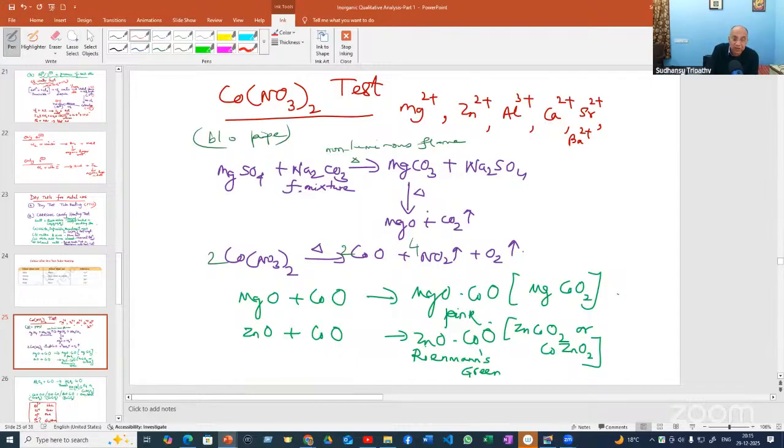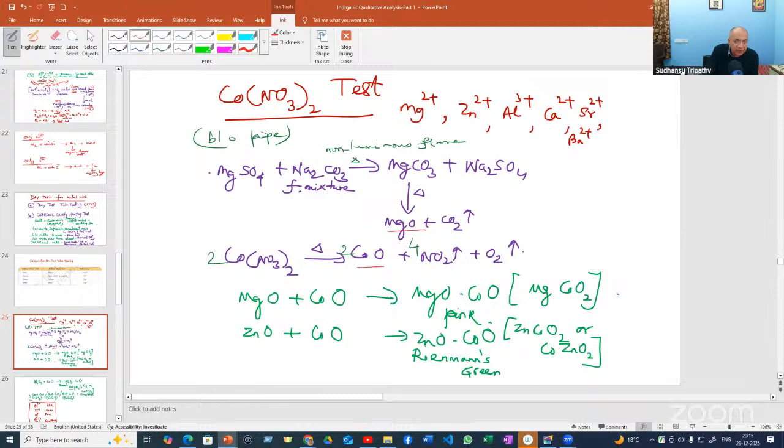If it is magnesium, then this magnesium carbonate, because you are heating, will finally form magnesium oxide. Then cobalt nitrate at the same time will produce cobalt oxide. This cobalt oxide and magnesium oxide form a double salt. Because cobalt oxide is amphoteric, you can write magnesium cobaltate, or it is very good to write it as a double salt, MgO.CoO. You can write magnesium cobaltate.